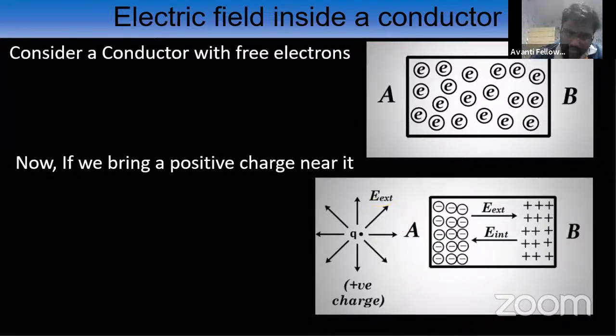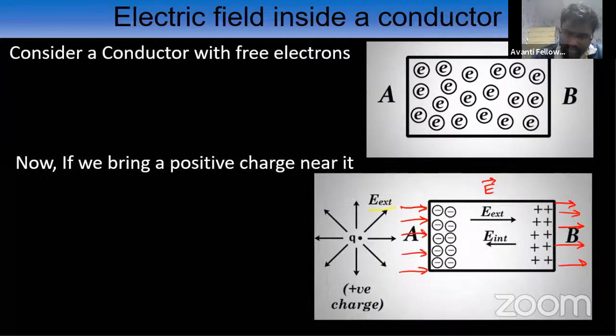Yes, because of the external electric field, there exists an internal electric field now. Like, what happens inside the conductor? All the positive charges are at one end, all the negative charges are at the other end. Now what happens? This creates an internal electric field.